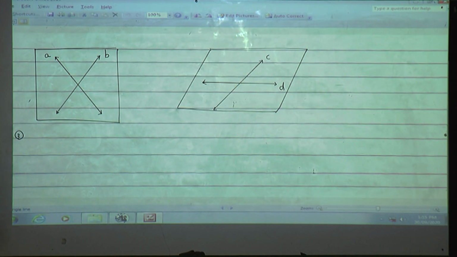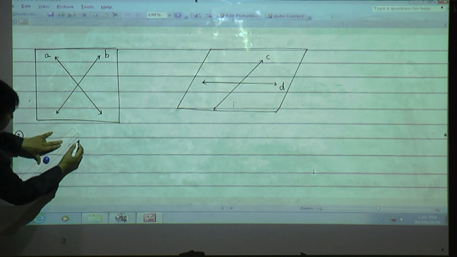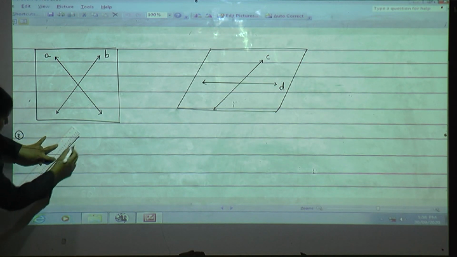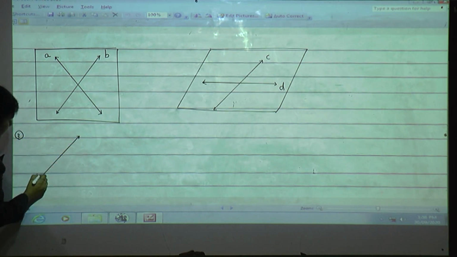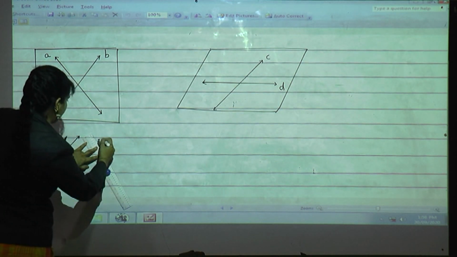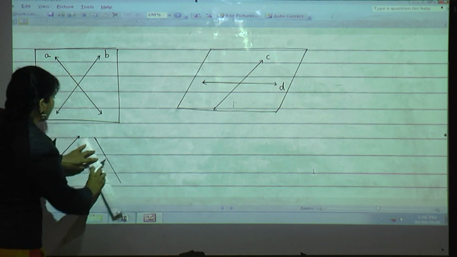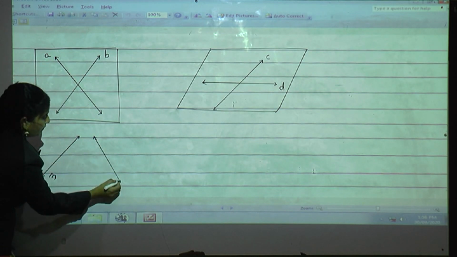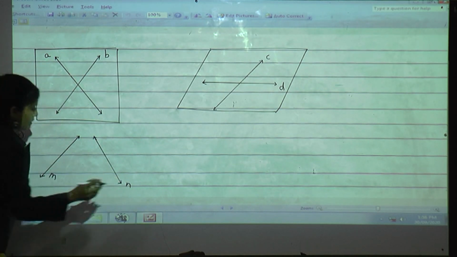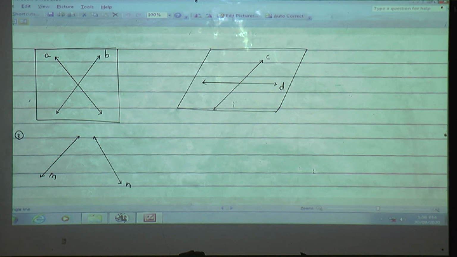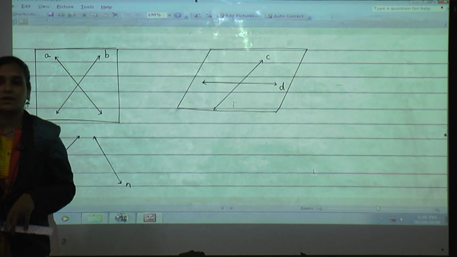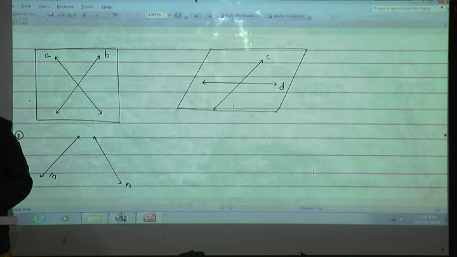I am going to draw two lines. See here, line M and here also line N. Will you tell me, are they intersecting lines? Yes students, are they intersecting lines? No?